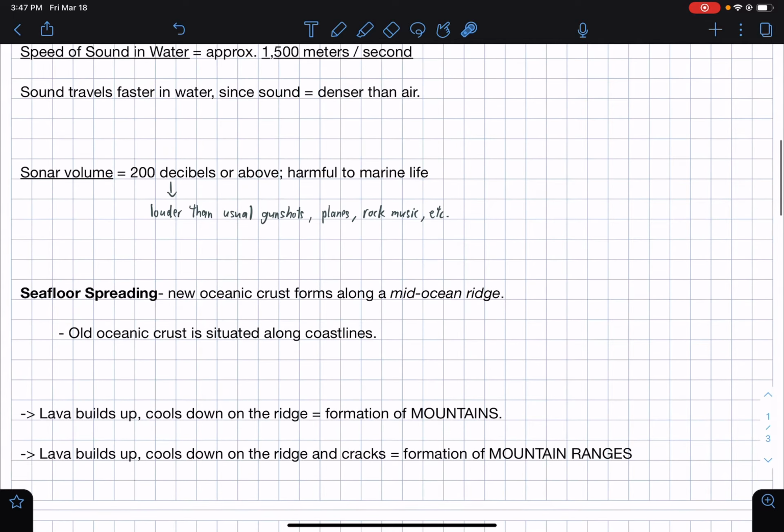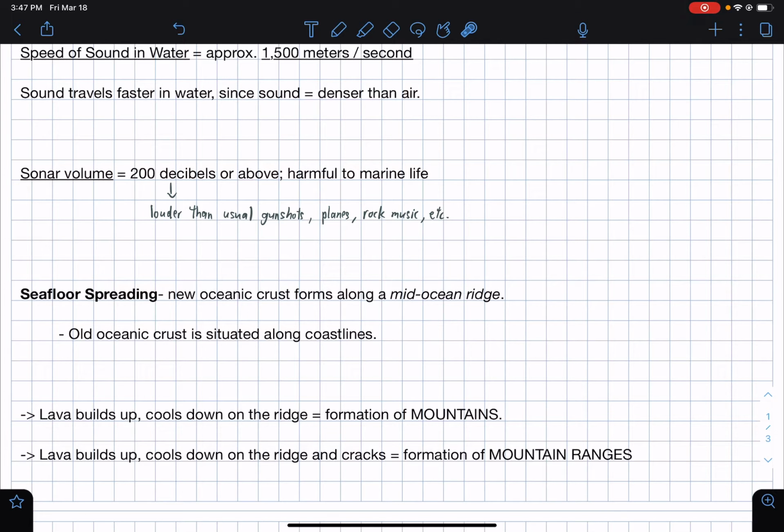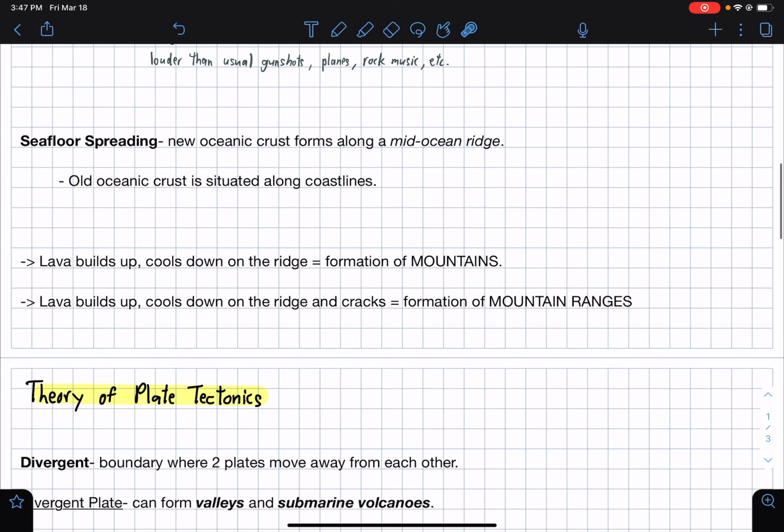So, there is another theory apart from the continental drift theory proposed by Mr. Alfred Wegener. We have the seafloor spreading theory, or hypothesis. Basically, it states that new oceanic crust forms along mid-ocean ridges, and old oceanic crust is located along coastlines. Lava builds up. Actually, this is basically everything for the seafloor spreading theory.